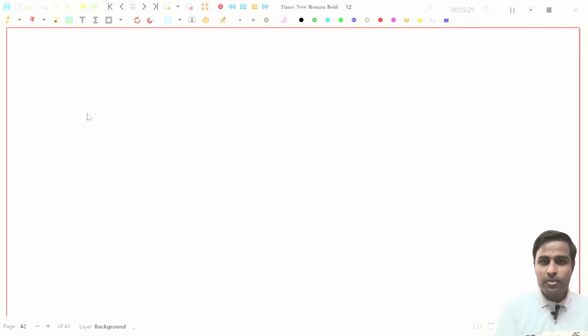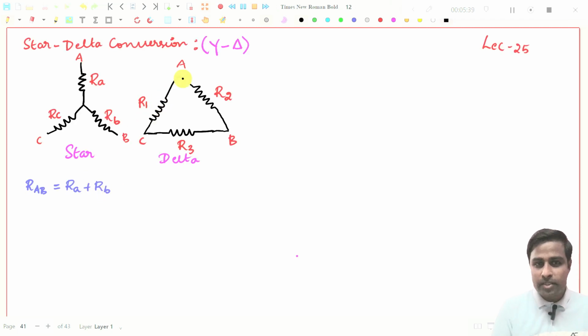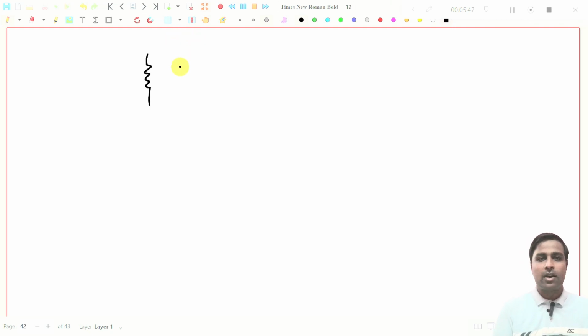See this one, I will draw this one anyhow. This is one resistor, and you have two resistors connected. You see, two resistors are connected in series. What is the equivalent resistor between these two points? By these two resistors, that is R1 plus R2, right? That is R1 plus R2.